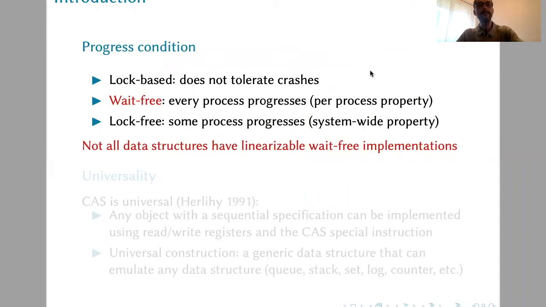One can implement shared data structures using locks. However, locks do not allow process crashes. Indeed, if some process crashes, the whole computation stalls. If one wants to get rid of locks, we can use wait-free computing or lock-free computing. Lock-free computing is weaker than wait-free in the sense that the wait-free progress condition guarantees that every process progresses. If any process issues an operation on a data structure, it will complete.